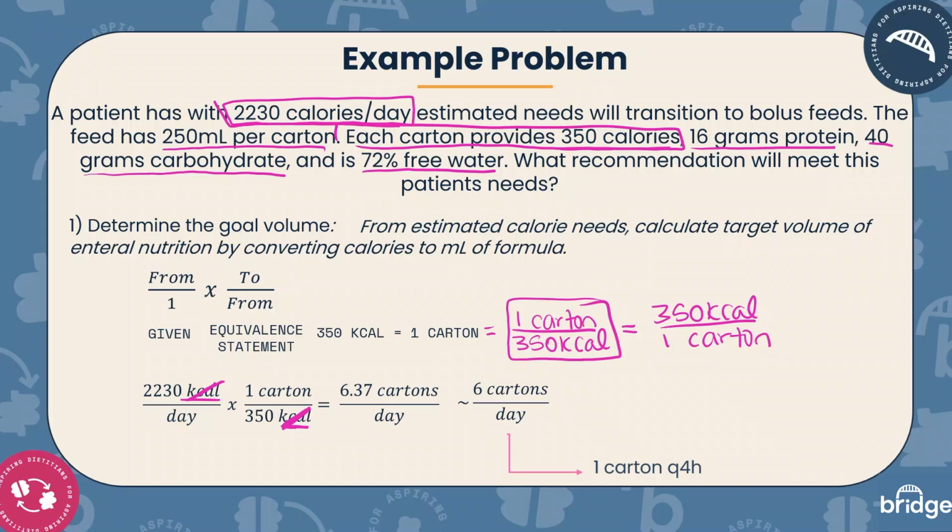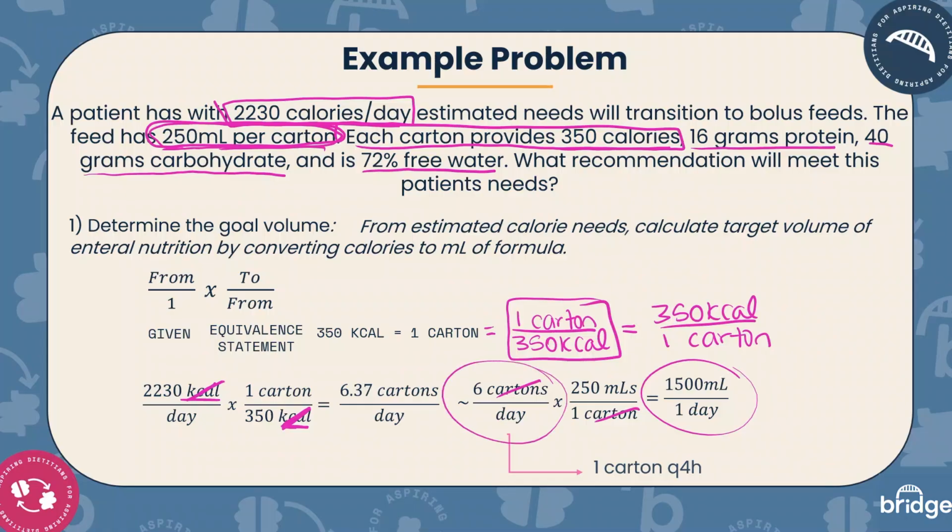So if this patient is receiving 6 cartons a day, and we know that every carton has 250 milliliters, we can determine the goal volume, the amount of nutrition that would be administered if this patient takes in 6 cartons a day. Because our equivalent statement is every carton has 250 milliliters. So if they're taking in 6 cartons, then that means this patient is receiving 1,500 milliliters of this nutrition every single day. And this right here, that's my goal volume. 1.5 liters or 1,500 milliliters is my goal volume if that patient takes in 6 cartons a day.